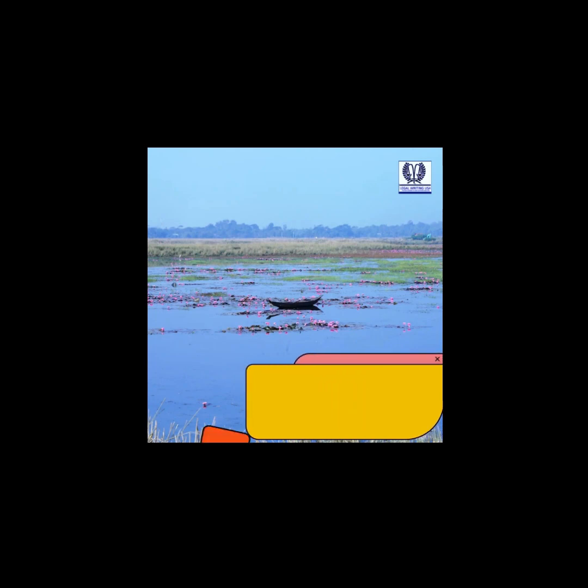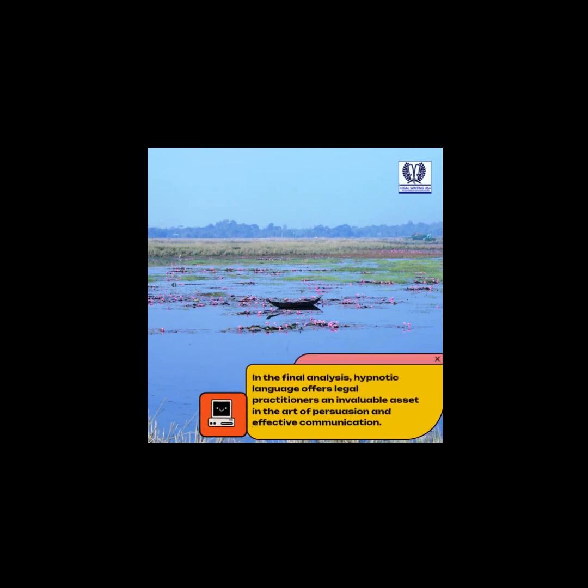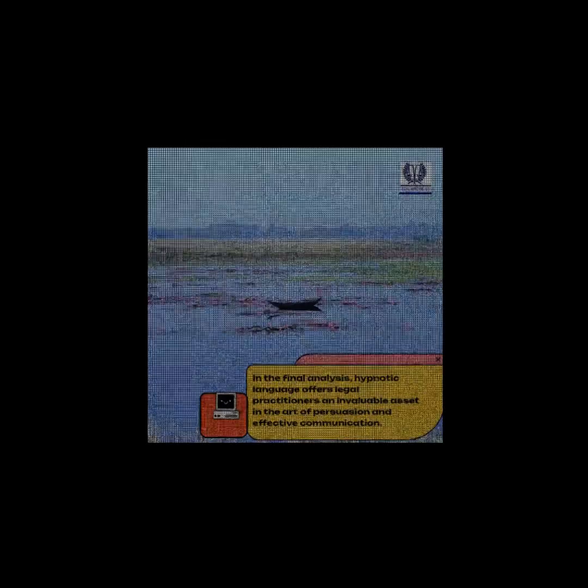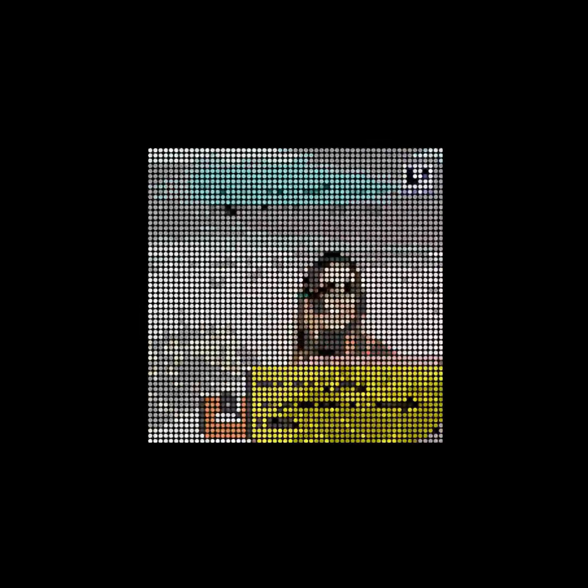In the final analysis, hypnotic language offers legal practitioners an invaluable asset in the art of persuasion and effective communication. With consistent practice, as well as adherence to ethical guidelines, hypnotic language skills can be honed, enabling legal professionals to better serve their clients and further the pursuit of justice in their respective fields. Remember, communication is an art. Hypnotic language is mastery over that art. And mastery begins with a single step.